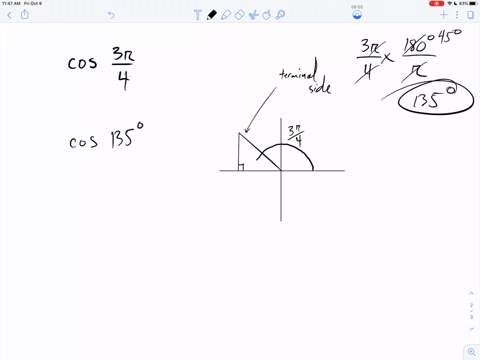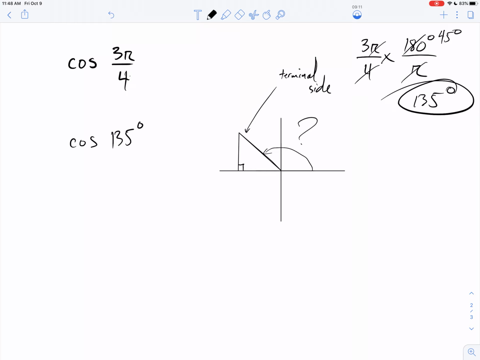Now, I'm going to get rid of this for a second. I know the angle I'm looking for is this one. That's the angle they want me to find. What is the answer here?